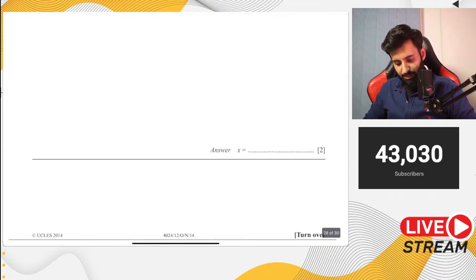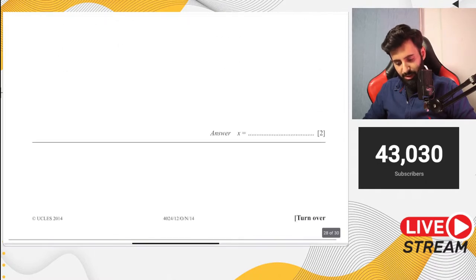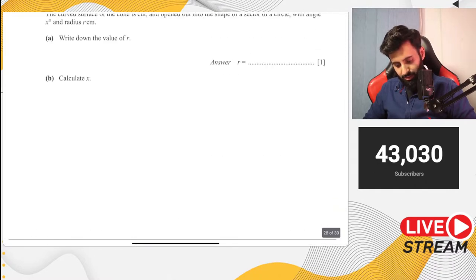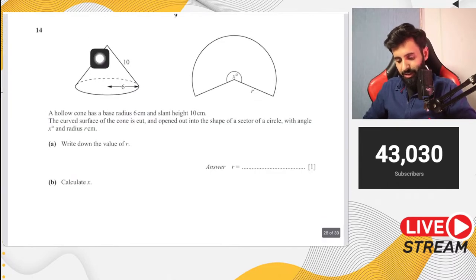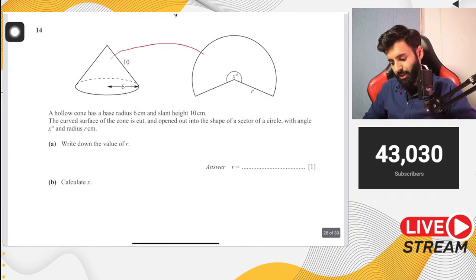So here's question number 14. Let's see what this is. This is October/November 2014, paper 12. You'll find questions like these a lot where a cone is opened up and turned into a sector, not just in paper 1, but you'll find them in paper 2.